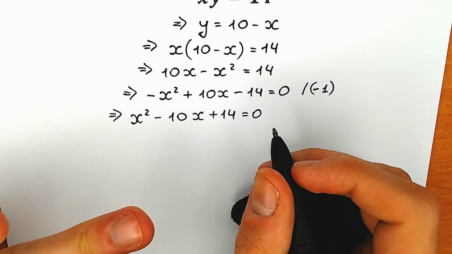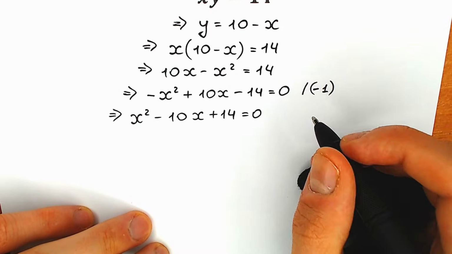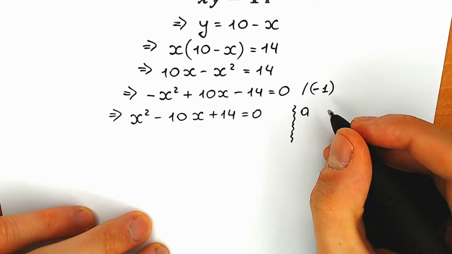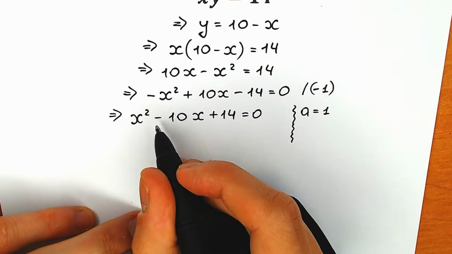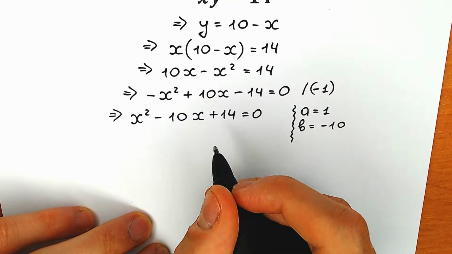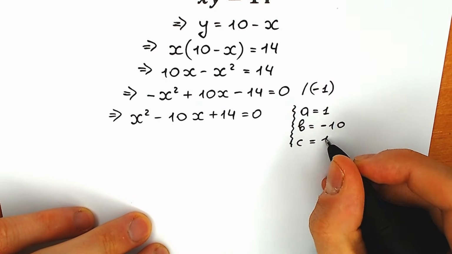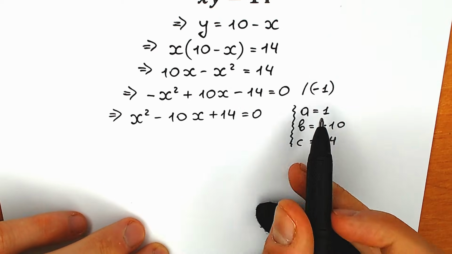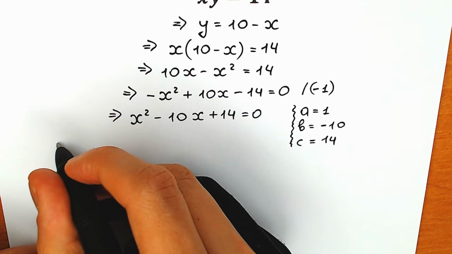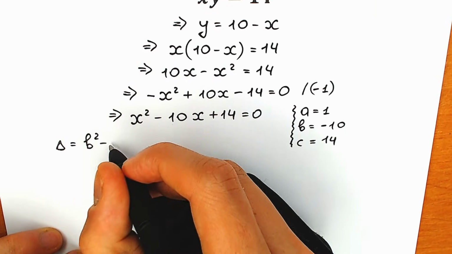Of course, there are a lot of methods, but I'm going to show you maybe the most popular one, the method of coefficients. So a equal to 1, b equal to minus 10, and c equal to 14. We know the coefficients, and right now let's find the discriminant. D equal to b squared minus 4ac.